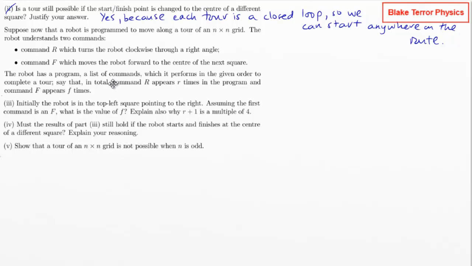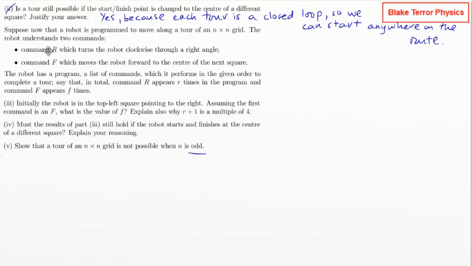Suppose now that a robot is programmed to move along a tour of an n by n grid. We're still in the even bits, aren't we? Because they said parts 1 to 4. So it's only the last part where we can include odd. Oh, they've actually put that in the last part.